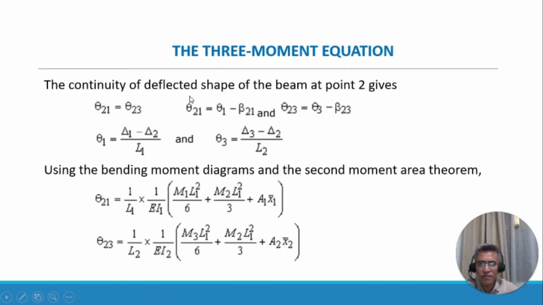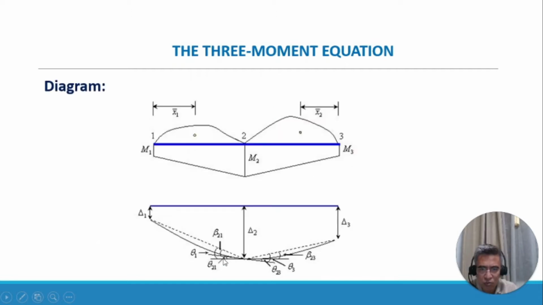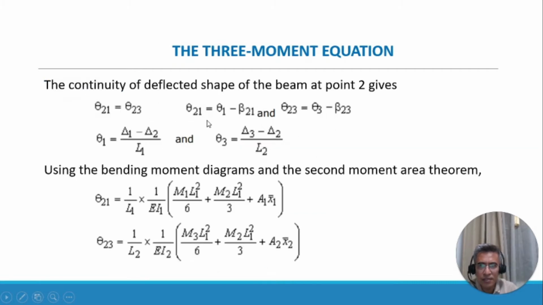The continuity of the deflected shape of the beam at point 2 gives theta 2 1 equal to theta 2 3. Theta 2 1 is equal to theta 1 minus beta 2 1, and theta 2 3 is equal to theta 3 minus beta 2 3. Based on the deflection, theta 1 is equal to delta 1 minus delta 2 all over L sub 1, and theta 3 is equal to delta 3 minus delta 2 all over L sub 2.